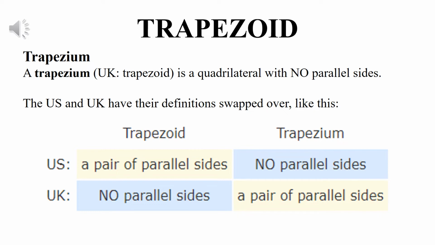Trapezoid, US: a pair of parallel sides. UK: no parallel sides. Trapezium, US: no parallel sides. UK: a pair of parallel sides.